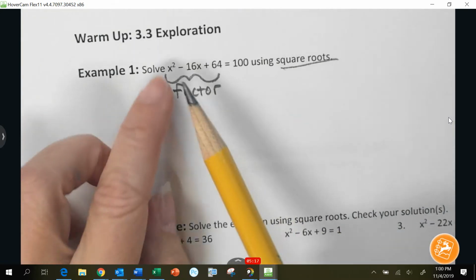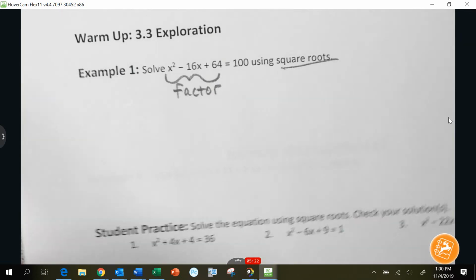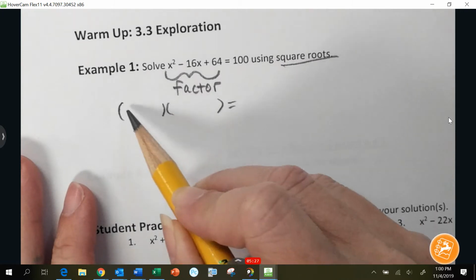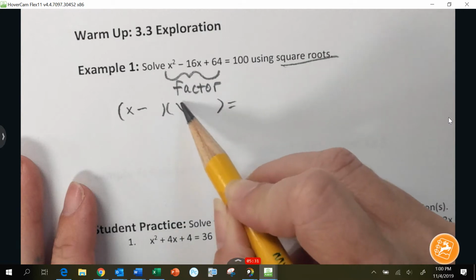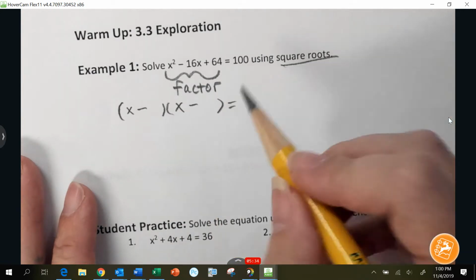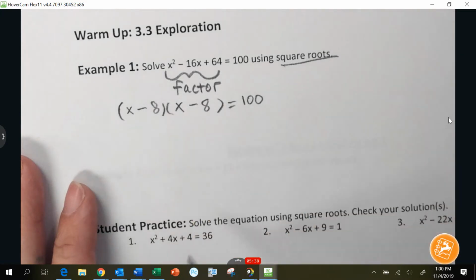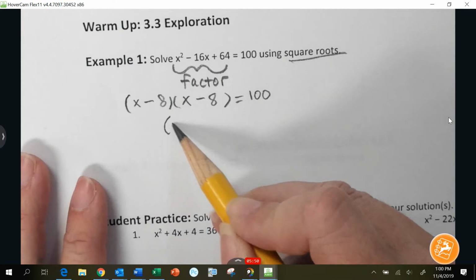Is there a GCF? Okay, what do I do next? X what? Look at the signs. They're both minus. They're both 8? Okay. Not done yet. I need to write it as squared.